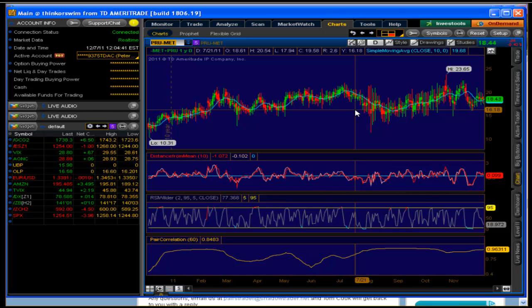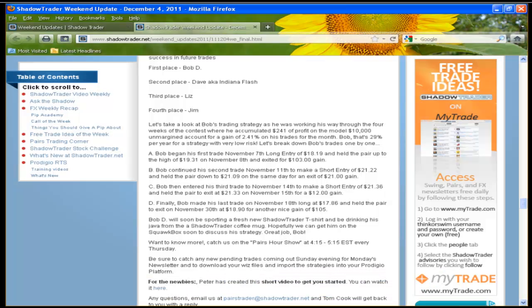So currently you can see that the value of PruMet, meaning Prudential minus Met, is $18.41, right? And if we go back to our weekend update, you can see the values where Bob was oscillating around that area. Notice that in the first trade he bought the spread at 18.19, and then he sold the spread at 19.31. And mind you, like I've been saying, strictly automated, right?